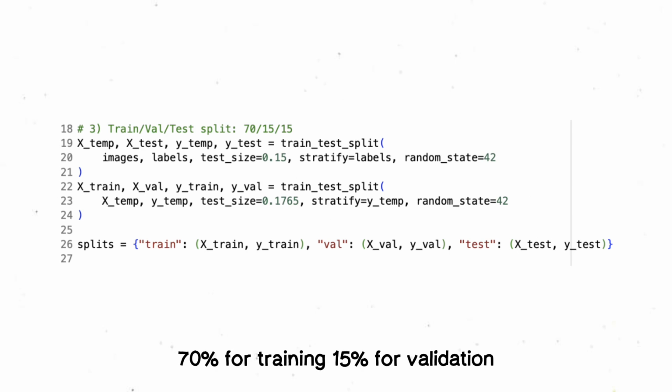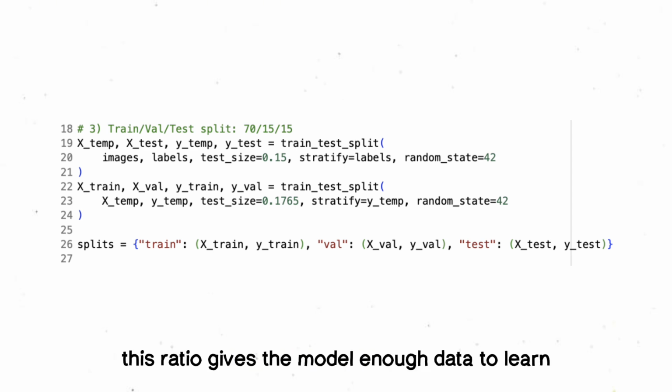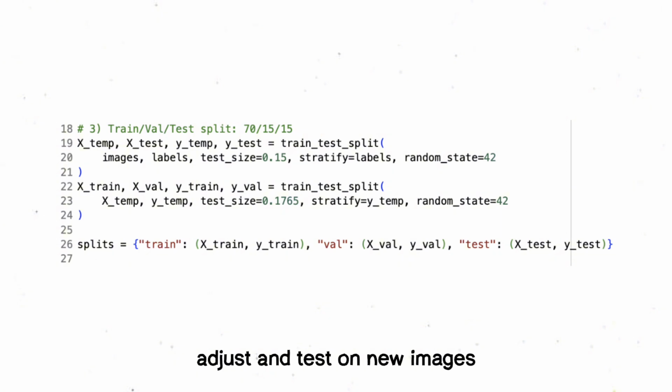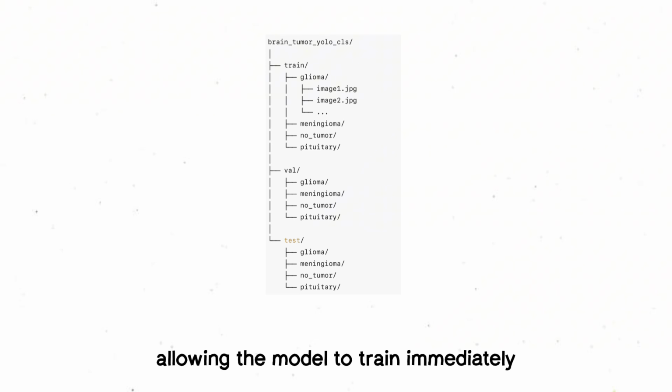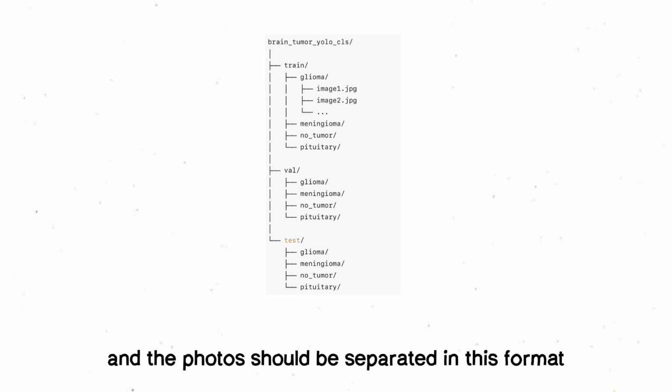After loading, we split the dataset into 3 parts: 70% for training, 15% for validation, and another 15% for testing. This ratio gives the model enough data to learn, adjust, and test on new images. Finally, we organized the images into YOLO's folder structure, with subfolders by class, allowing the model to train immediately, and the folders should be separated in this format.